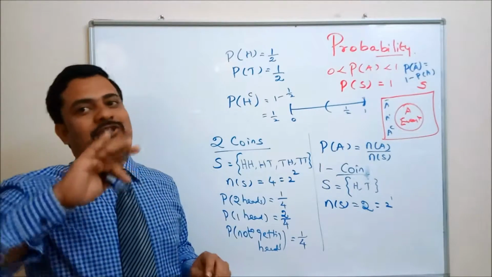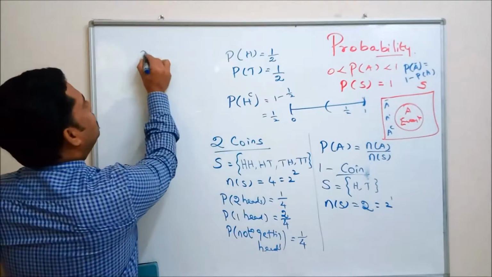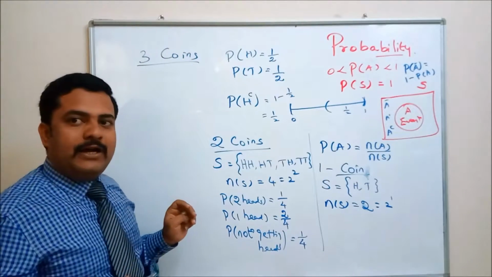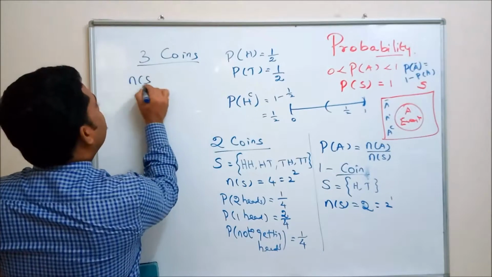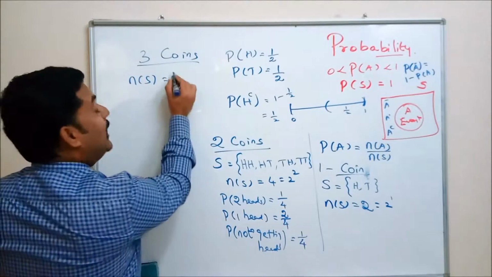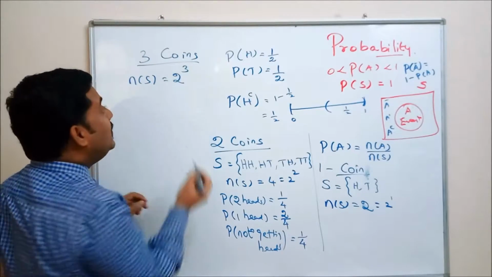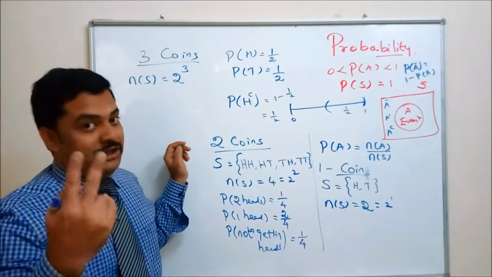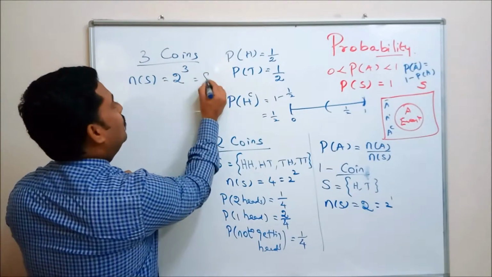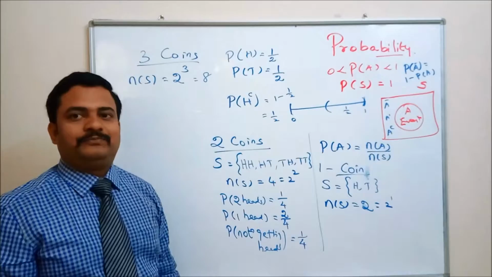Suppose I am tossing 3 coins. What may be the number of outcomes? n of S is equal to what? Very good. Excellent. 2 power 3, because for 1 coin it is 2 and I am tossing 3 coins. So it is 2 power 3. Totally I will be getting 8.